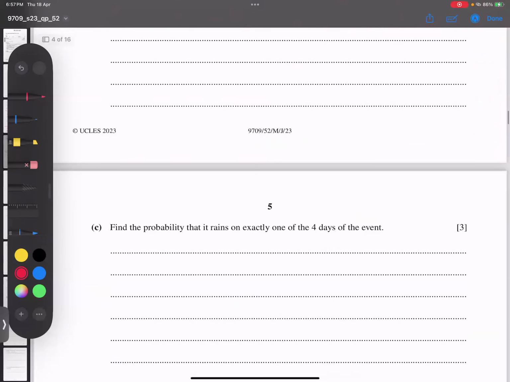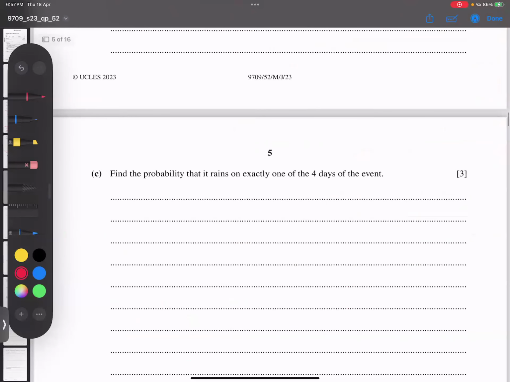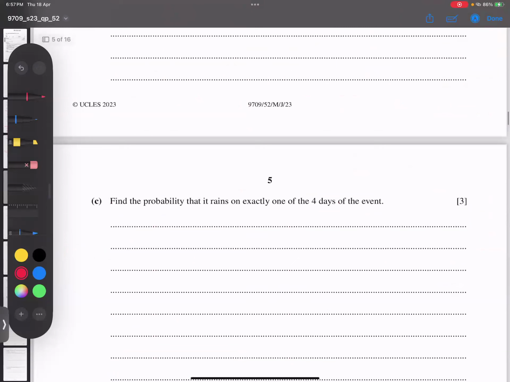Let's go for the next part. Yeah. Next part is what here? Find the probability it rains on exactly one of the 4 days. You know what it means? It means that we have some possibilities.